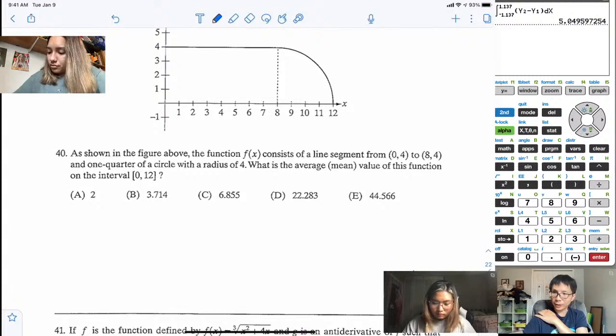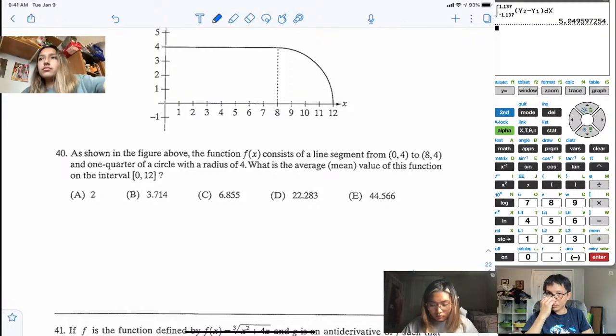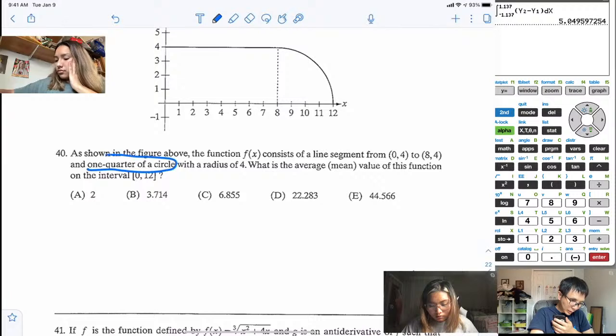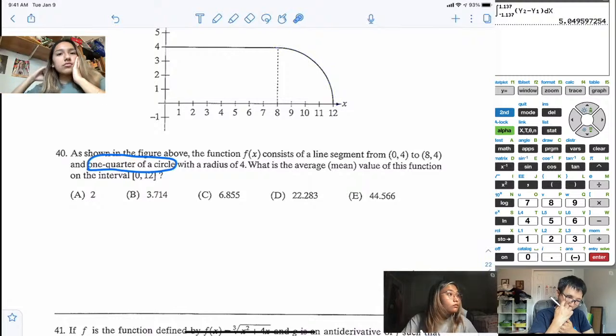Okay, so what is the keyword here? Is it a quarter of a circle? Okay, yeah, quarter circle, which is this part, right? Anything else?